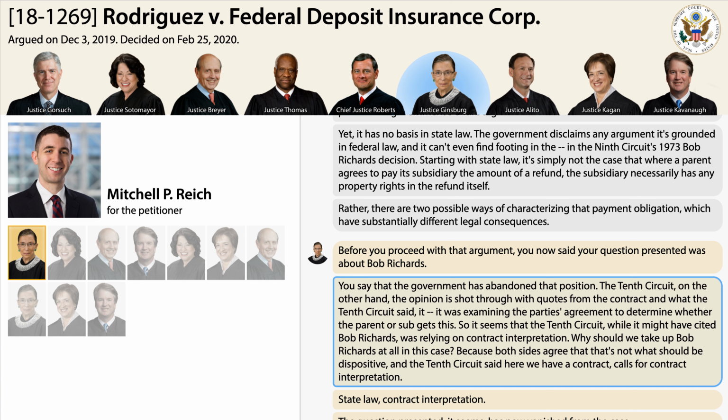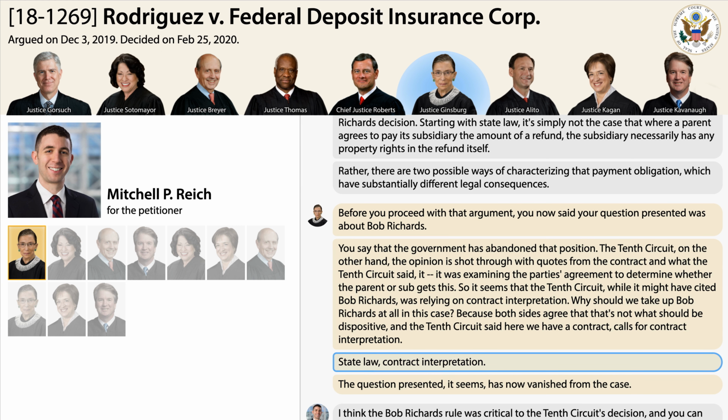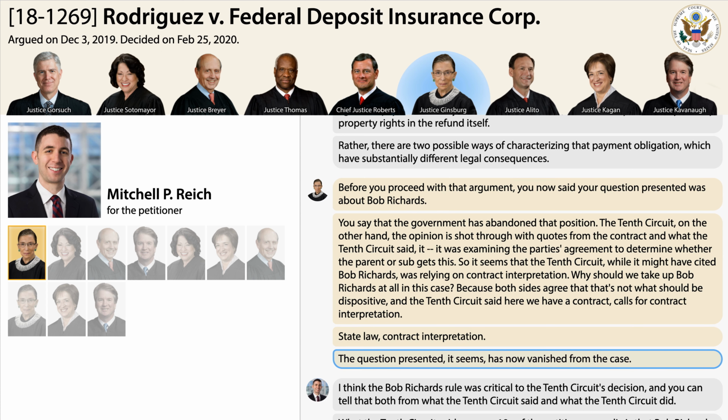Because both sides agree that that's not what should be dispositive. And the Tenth Circuit said, here we have a contract, which calls for contract interpretation, state law contract interpretation. The question presented, it seems, has now vanished from the case.